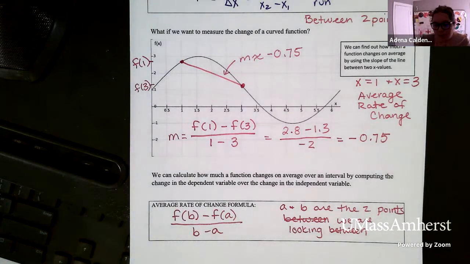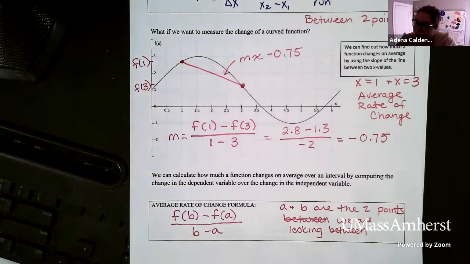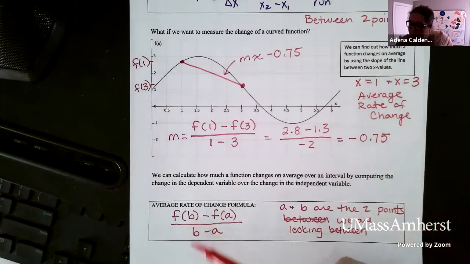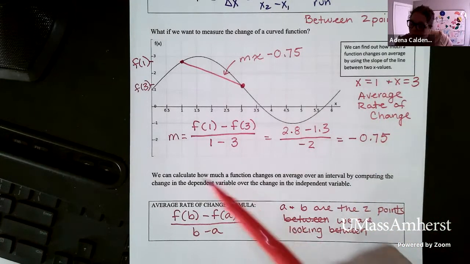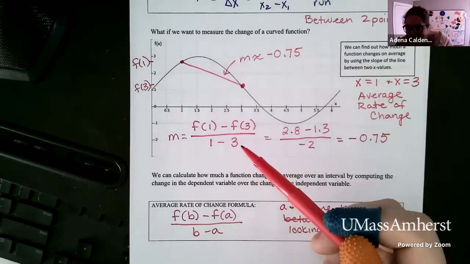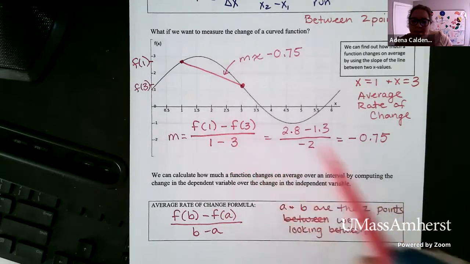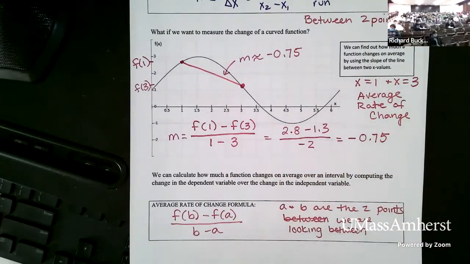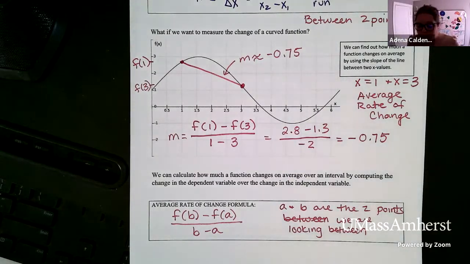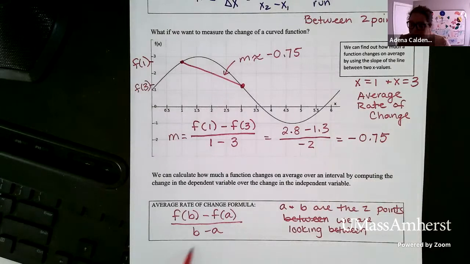Now, I want to point out, just in case you're unsure about this, it doesn't actually matter if you pick your A to be 1 or 3, right? As long as you are consistent within the formula. So we could have done this as f of 3 minus f of 1 over 3 minus 1. As long as you are consistent, you get the same answer. I always pick my B to be the bigger number. I just do B for bigger. But again, it doesn't matter which one you pick to be A and which one you pick to be B, as long as you plug it in consistently.